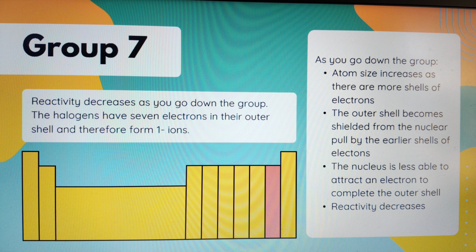Because we know that very well, down the group if we go, shells are being added, so that is why atomic size will increase. The outermost shell becomes shielded from the nuclear pull by the earlier shells of electrons. That is why it is increasing. The nucleus is less able to attract the electron at the outermost shell.